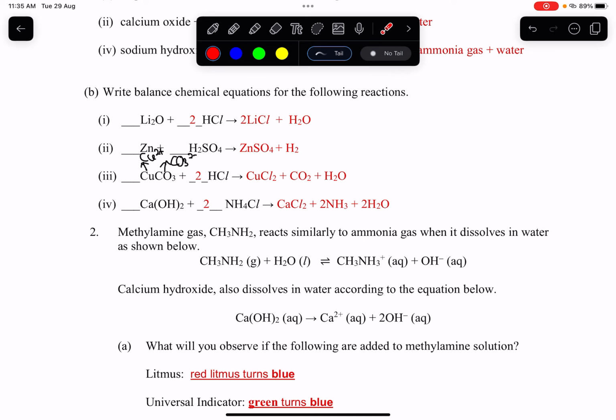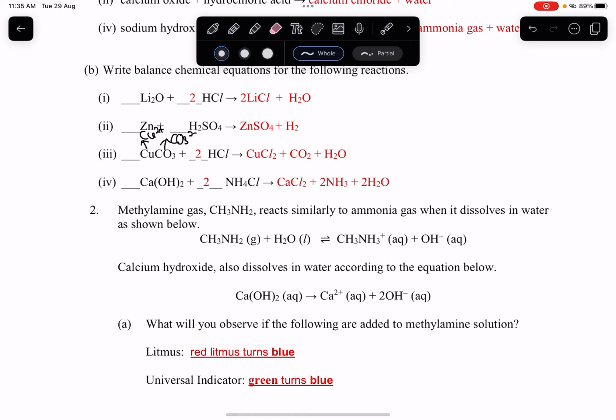Last one, part 4. You have calcium hydroxide plus ammonium chloride reaction. Calcium hydroxide is an alkali. Ammonium chloride is an ammonium salt, so you'll get salt plus ammonia gas plus water. The salt formed is calcium chloride, CaCl2, and then you need to balance by placing 2 in front of ammonia and ammonium chloride. How do we balance this easily? You just balance by the nitrogen atom first. No matter how many moles of ammonia is formed, you will require the same number of moles of the ammonium salt.